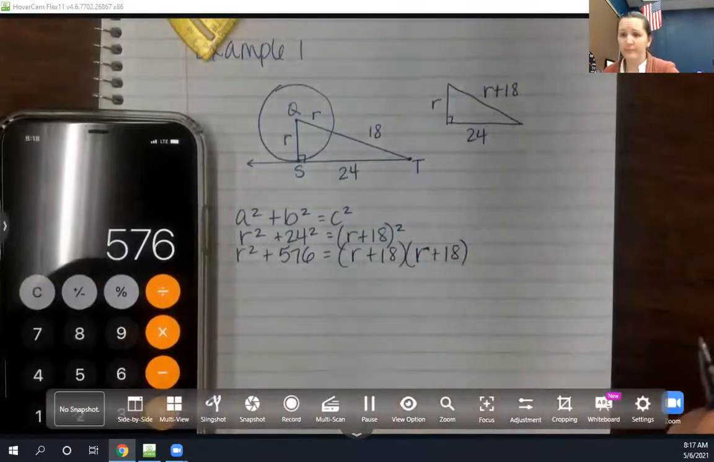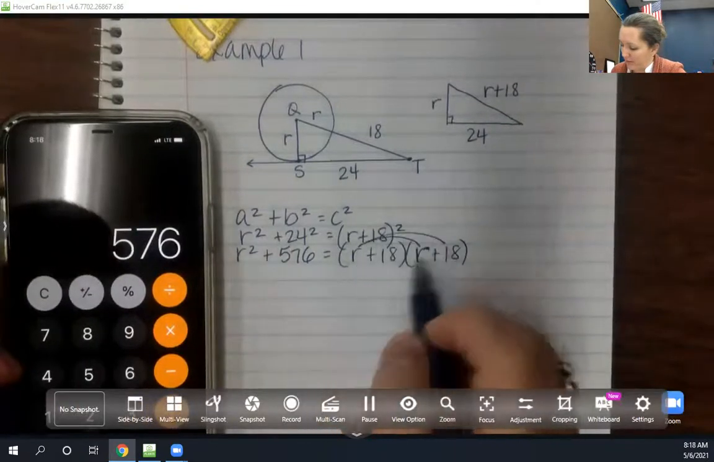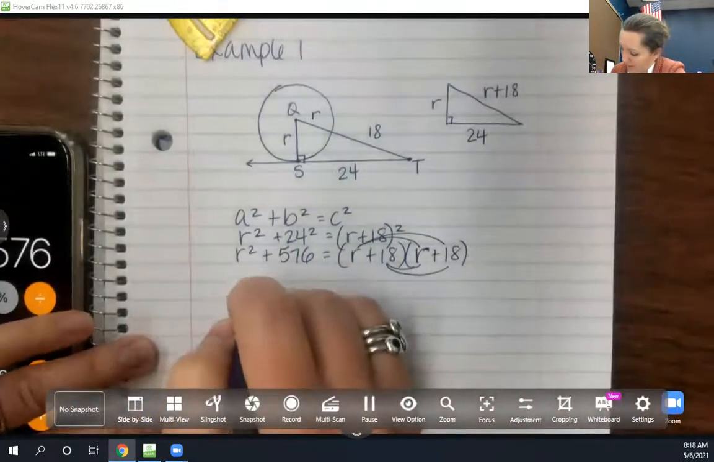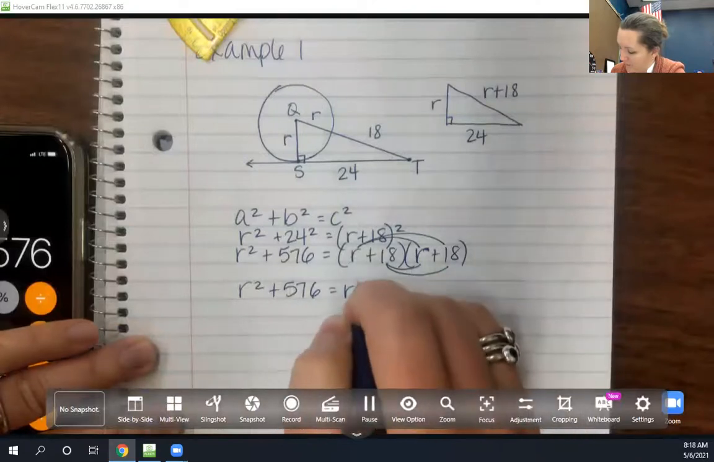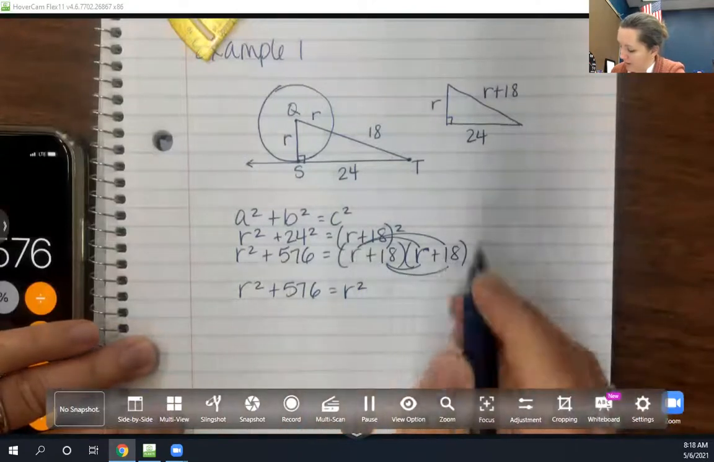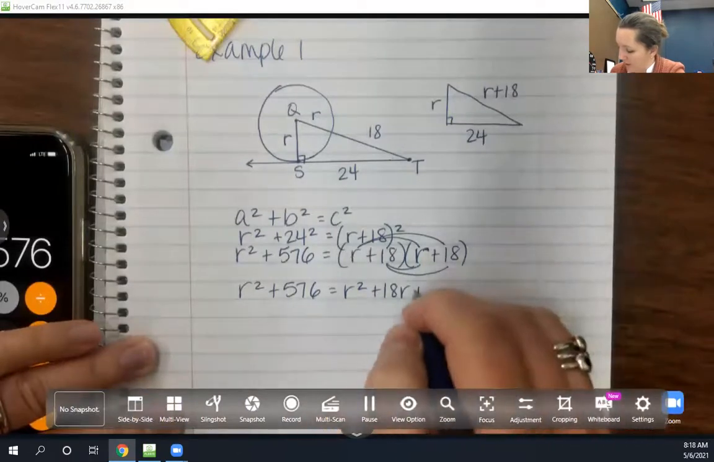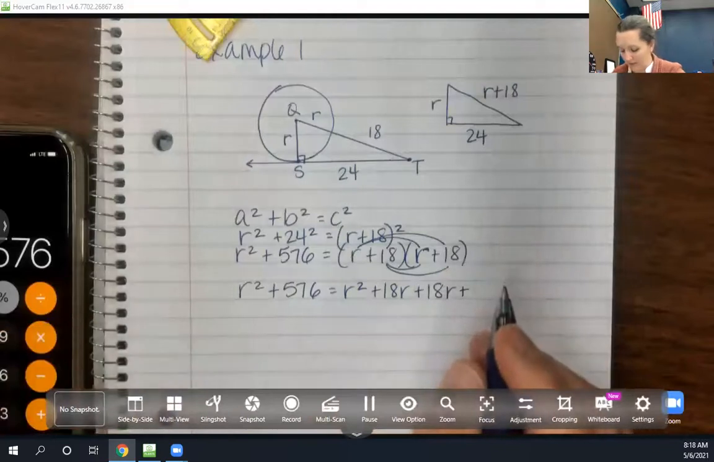So bringing you back to 9th grade, you got a FOIL, right? First, outside, inside, last. So we have R squared plus 576 equals R times R, which is R squared, R times 18, which is 18R, 18 times R, 18R again, and then 18 times 18, which is 324.